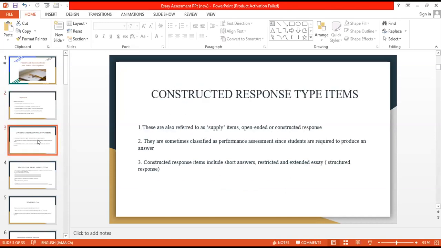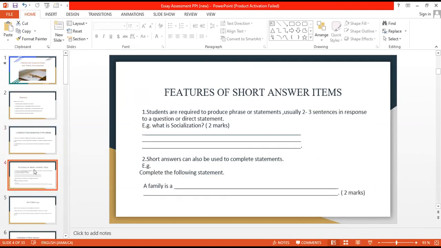All right, so what are constructed response type items? These are also referred to as supply items, open-ended or constructed response. They are sometimes classified as performance assessment because students generally produce an answer. Constructed response items include short answers, restricted and extended essay, and in brackets, structured response.